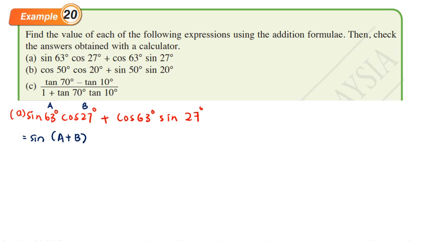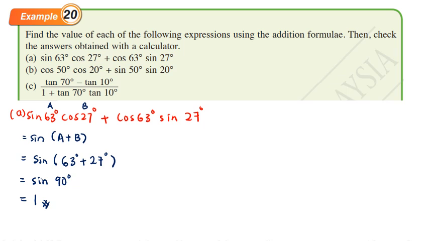Okay, so we know that sin A is 63 plus B is 27. Okay, so sin 63 plus 27 is 90, and sin 90 is equal to 1. Okay, this is for A.